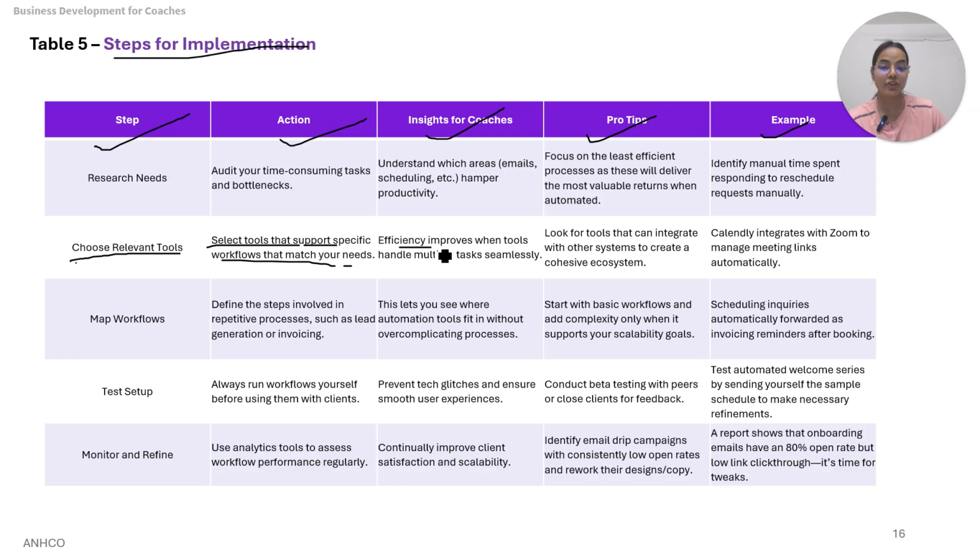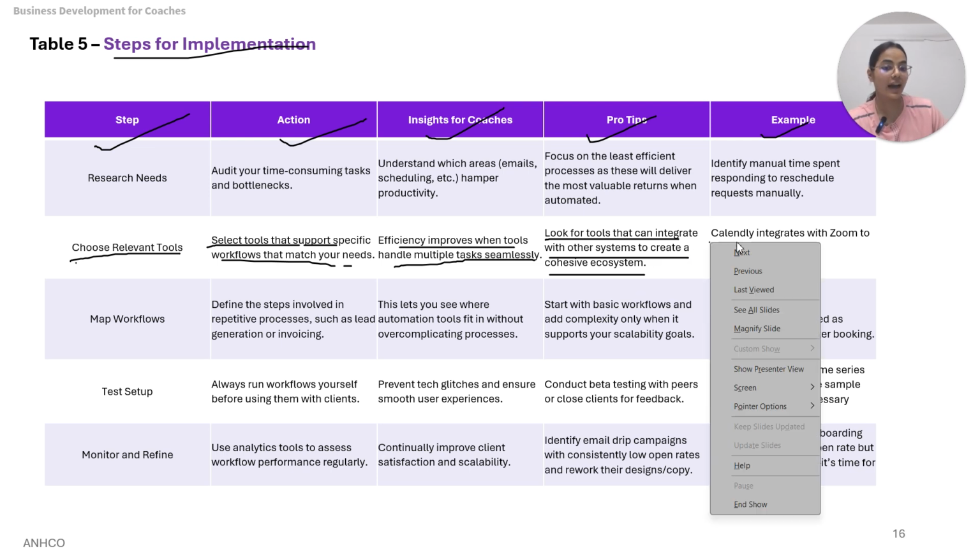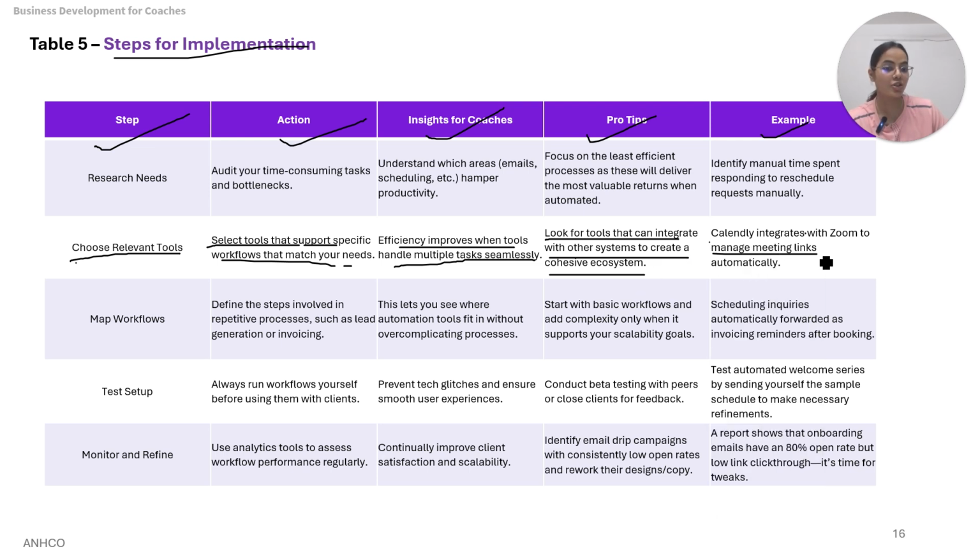Insights are that efficiency improves when the tools handle multiple tasks seamlessly. Pro tip is that you can look for tools that can integrate with other systems to create a more cohesive ecosystem. Examples include Calendly integrating with Zoom to manage meeting links automatically. Take a moment to have a look at the rest of the table.